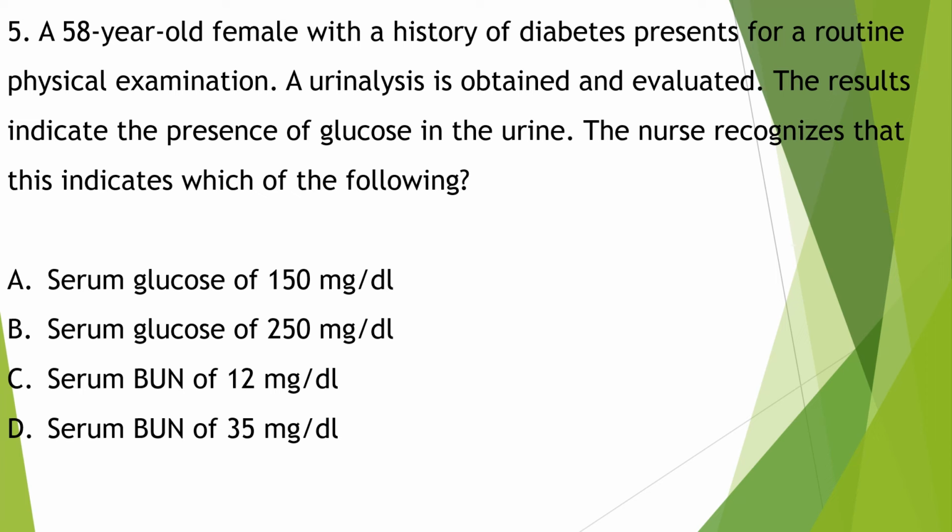The presence of glucose in urine occurs when the renal threshold of glucose, that is 220 mg per dL, is exceeded. So here, serum glucose of 250 mg per dL. Serum blood urea nitrogen does not affect the presence of glucose in urine.